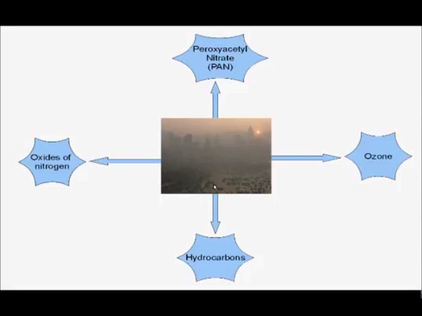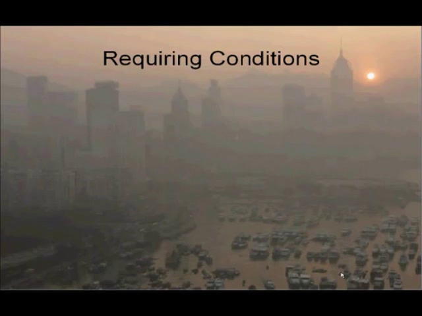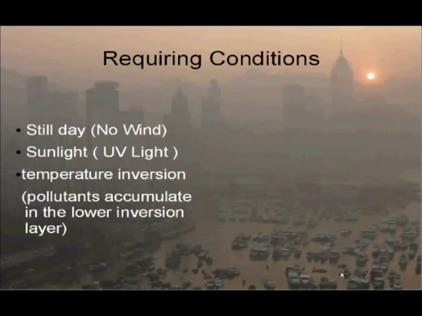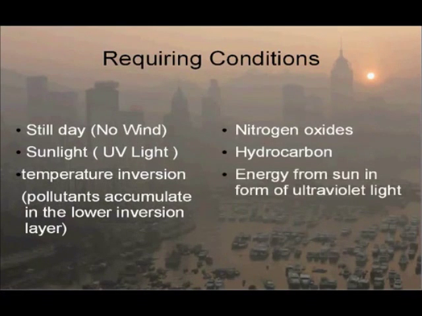Photochemical smog is a mixture of pollutants consisting of primary pollutants, nitrogen oxides and hydrocarbons, followed by secondary pollutants, ozone and PAN, which are formed by primary pollutants. So how is photochemical smog formed? To form photochemical smog, a still day with no wind, sunlight, and temperature inversion is required, where cold air is below warm air. Also, three main ingredients are needed: nitrogen oxides, hydrocarbons, and energy from the sun in the form of ultraviolet light.